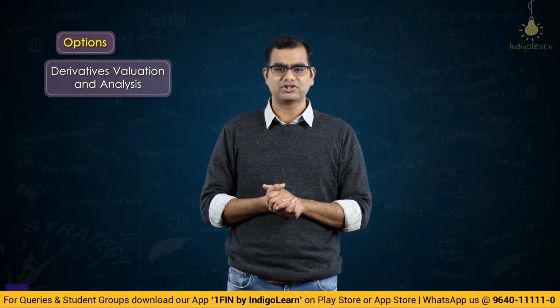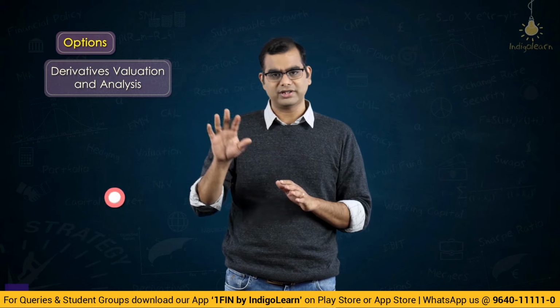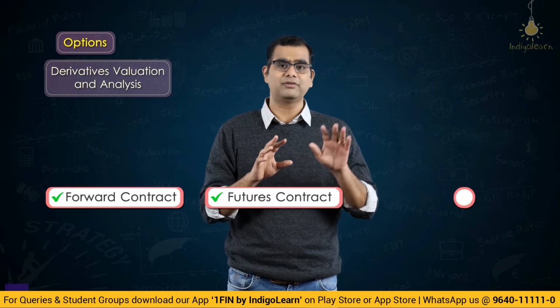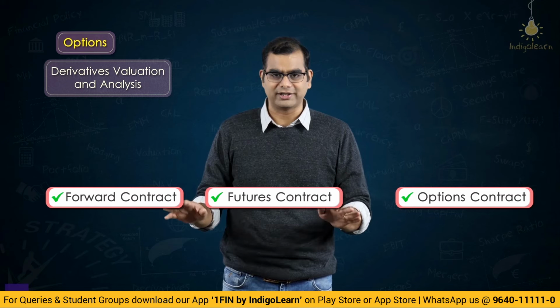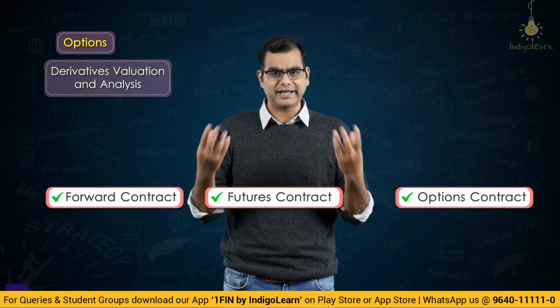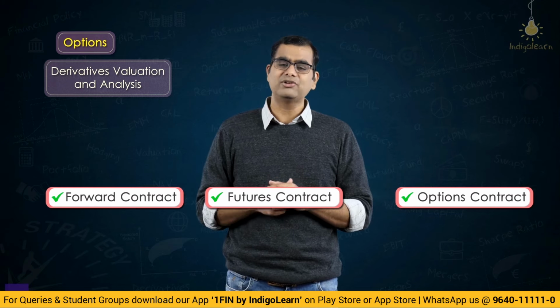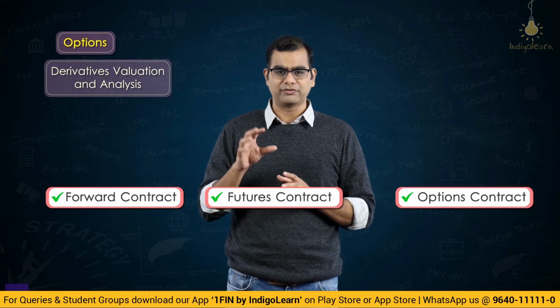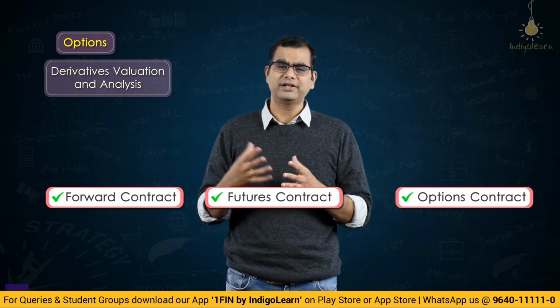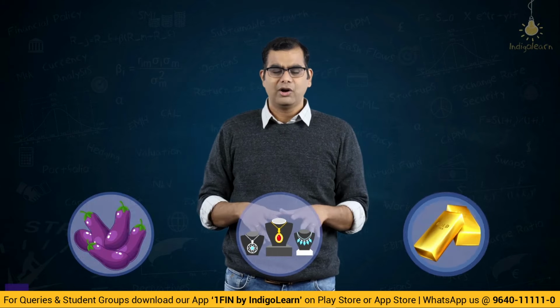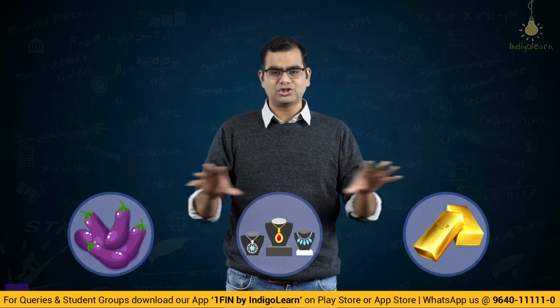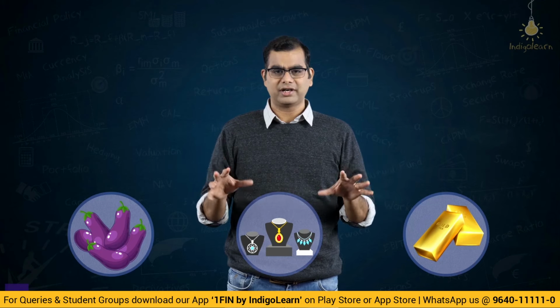If you remember, when I started this chapter, derivative valuation and analysis, I explained what a forward contract is, what a future contract is, and what an option contract is. Some of you may remember it, some may have forgotten, so let me just recap. Earlier, to explain futures, options and forward contracts, I took very simplistic examples, a brinjal, some jewelry, some gold.